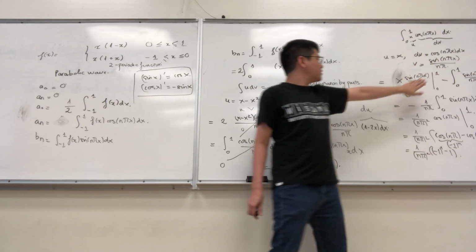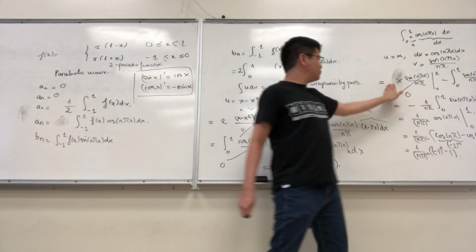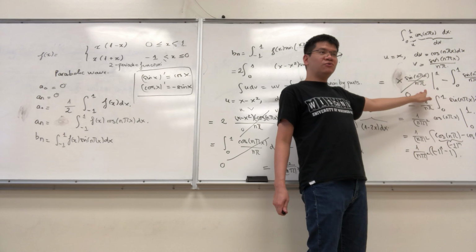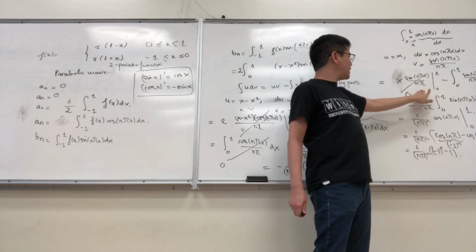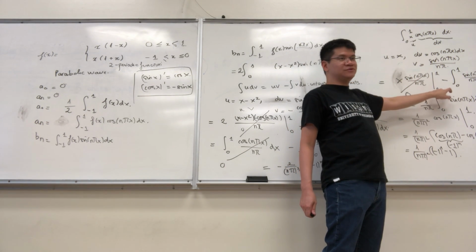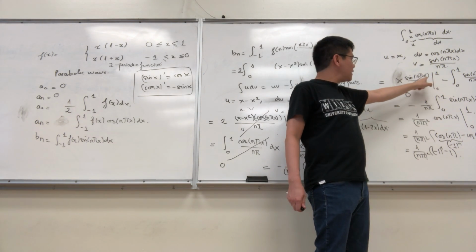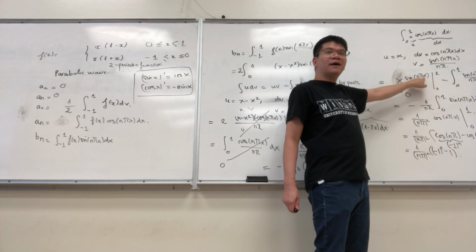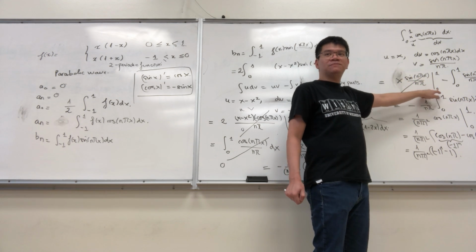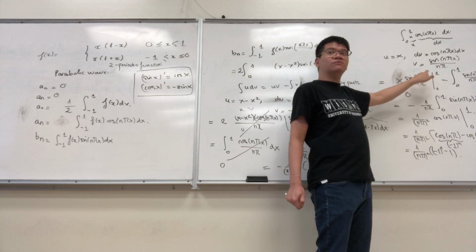Now I'm going to use integration by parts. I have uv, which is x sine n pi x over n pi. I take the difference between 0 and 1. This is going to be 0, because when I replace x with 1, sine of n pi is 0, and when I replace x with 0, sine of 0 is also 0.